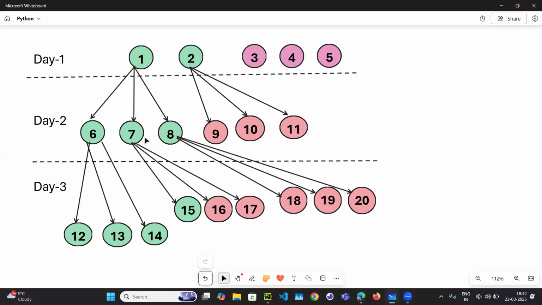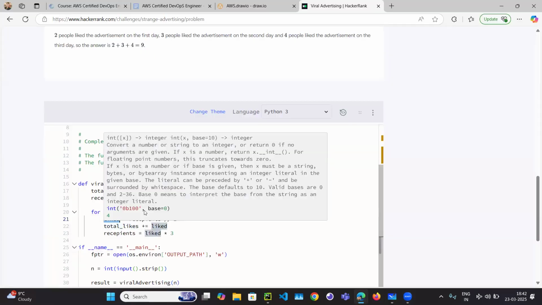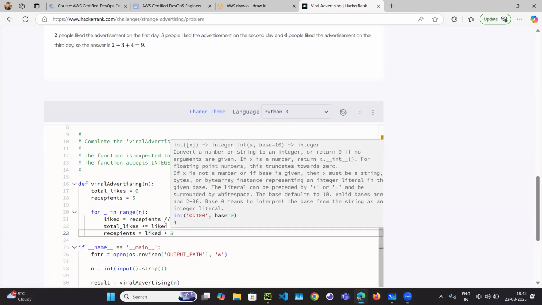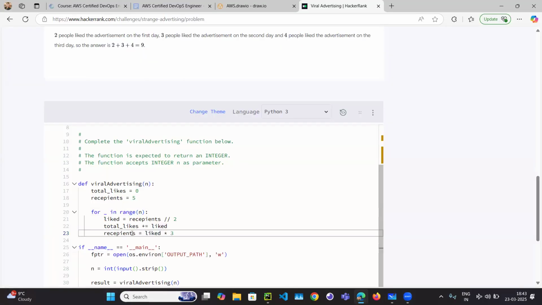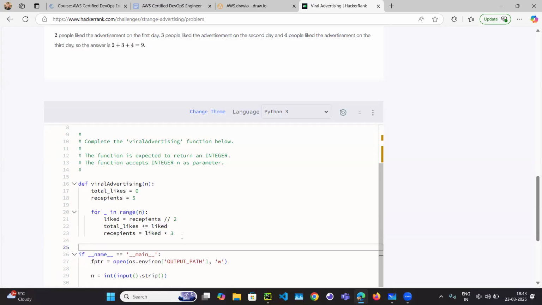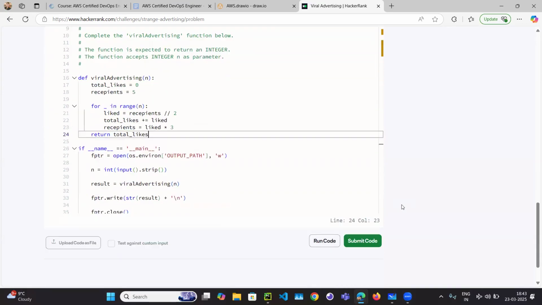But what will be the total number of likes? Whatever the likes on day 1 and whatever the likes on day 2. So total likes is equal to total likes plus liked. Then whatever the number of people liked, they are going to share with their three friends. So the new recipients are liked star 3. And at the end, you are going to return the total likes. All right, so it's a straight question.